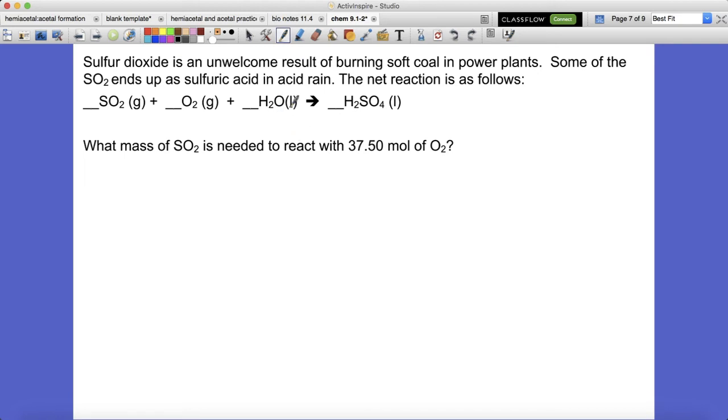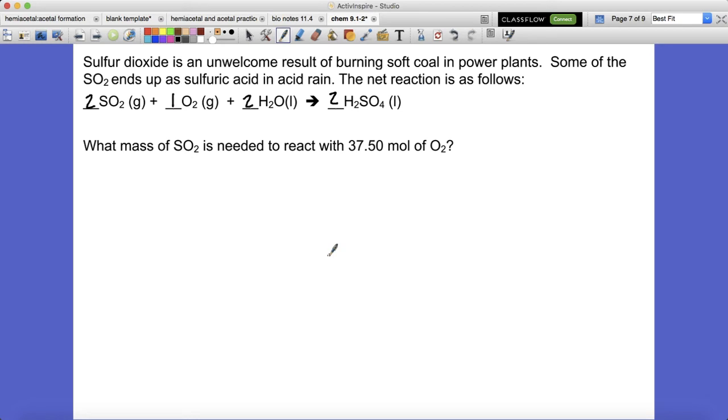Seeing as there's 1, 2, 3, 4, 5 oxygens on the left, everything else is kind of balanced, so I can't really do anything else first. There's 5 oxygens on the left, only 4 over here. I'm just going to start out with a 2, see what happens, because then I have 2 waters and 2 sulfur dioxides, and that gives me 4, 5, 6, 7, 8 oxygens, 8 oxygens on both sides, so that worked out pretty nicely. 2, 1, 2, 2.